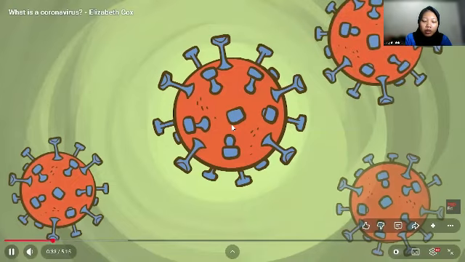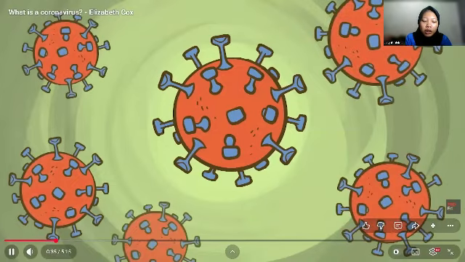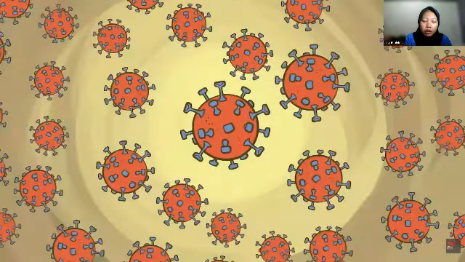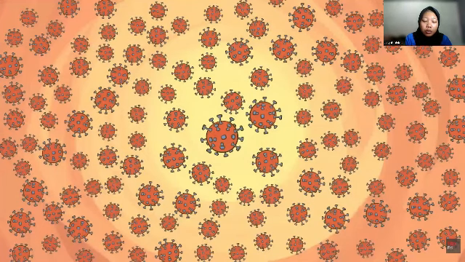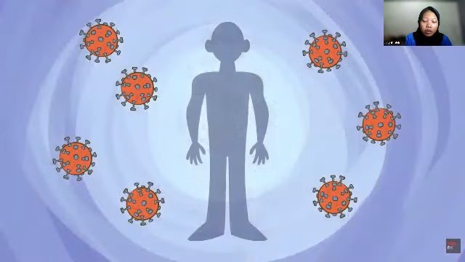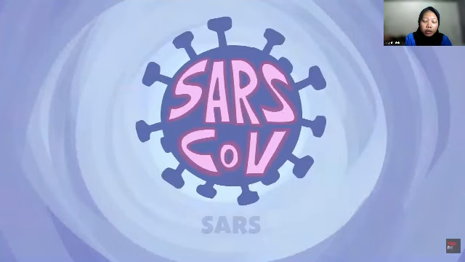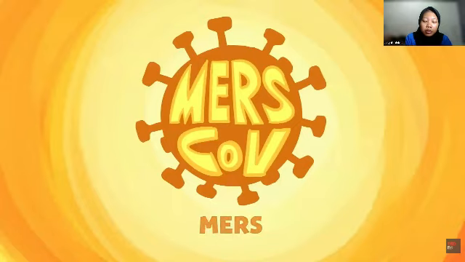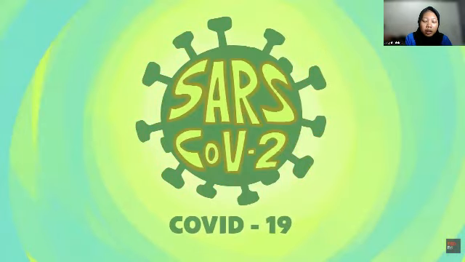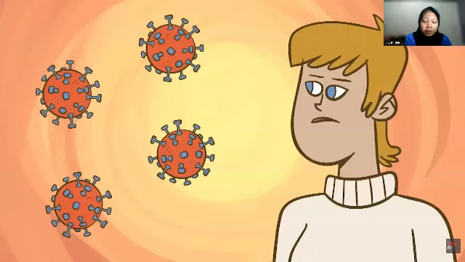Coronaviruses are a group of viruses covered in little protein spikes that look like a crown, or corona in Latin. There are hundreds of known coronaviruses. 7 of them infect humans and can cause disease. The coronavirus SARS-CoV causes SARS, MERS-CoV causes MERS, and SARS-CoV-2 causes the disease COVID-19.